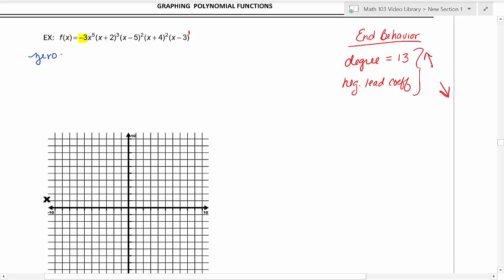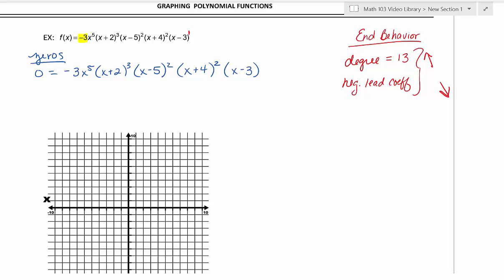Next, we want to identify our zeros. We set our polynomial equal to 0. If it's not in factored form, we need to get it in factored form. Lucky for us, this is in factored form. Each factor is going to give us a 0. So starting here with our first factor, negative 3x to the 5th, this is going to give us a 0 of 0.